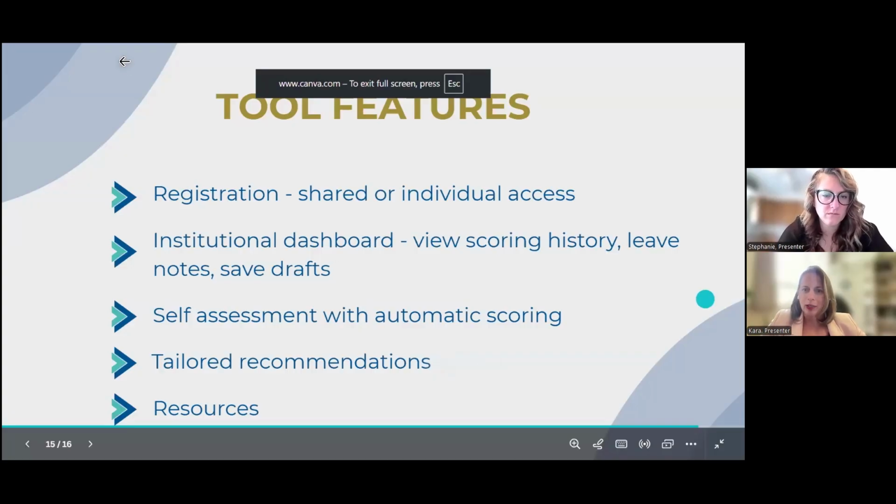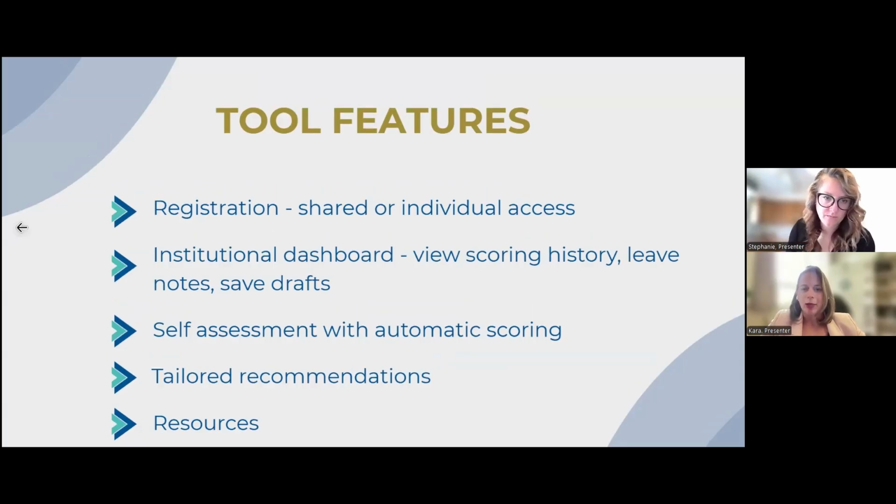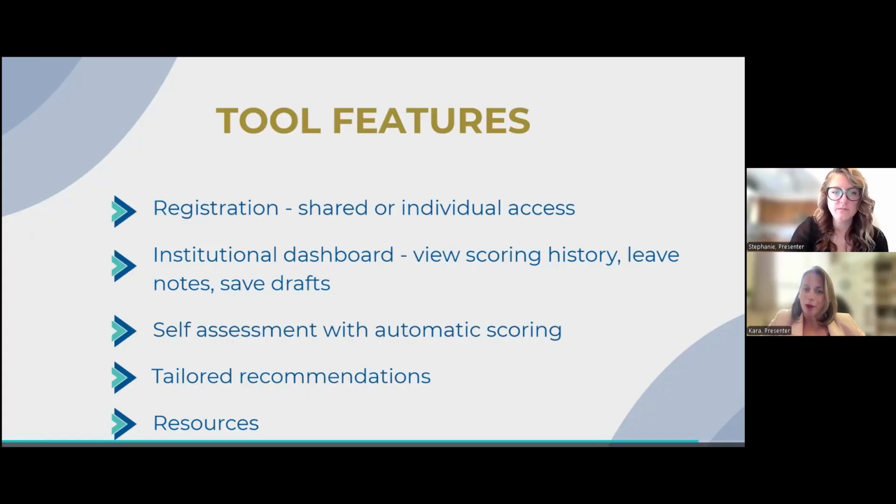So like Stephanie said, just to recap some of those core features. When you register, you can register as shared or individual access. We encourage campuses to have a shared account so that people are working from the same evaluation. You can complete as many evaluations as you want. So if you decide every few years you're updating your policy, you can go in there and take a look. The evidence is up to date as of now, but every 3 to 5 years, we will be in there looking at the evidence and making sure that everything is up to date. So there'll be changes and updates that come along as the evidence evolves.